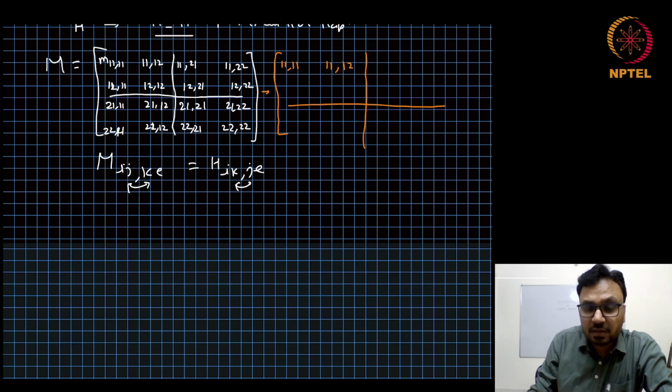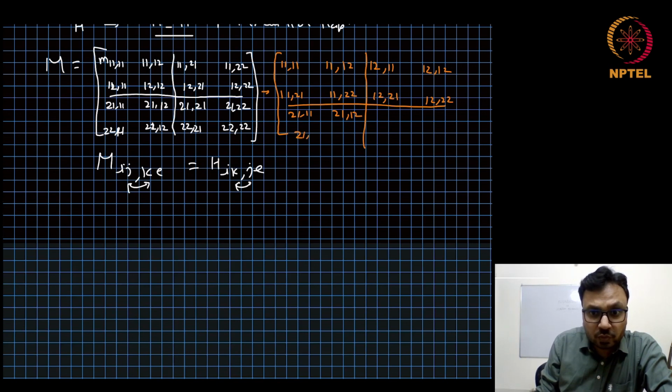Line here. This will become 1 2 1 1 and 1 2 1 2. Now 1 1 2 1, 1 1 2 2, 1 2 2 1 and 1 2 2 2. Now 2 1 1 1, 2 1 1 2, 2 1 2 1, 2 1 2 2 and 2 2 1 1, 2 2 1 2, 2 2 2 1, 2 2 2 2.